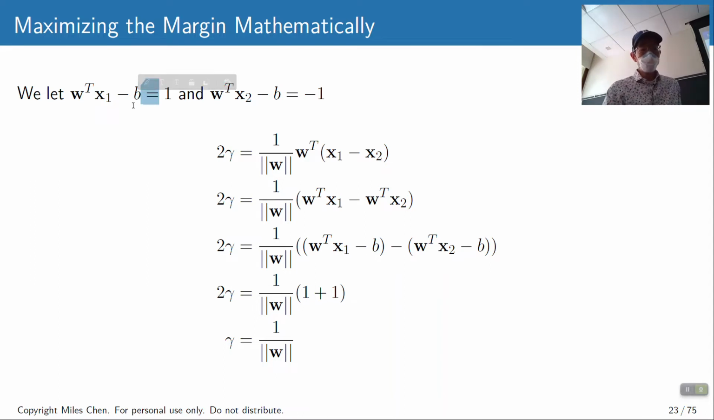And if we do a little bit of solving, we're going to say w transpose x1 minus b is equal to 1, and w transpose x2 minus b is equal to minus 1, right? So we know x1 is on that hyperplane, and we've defined one of those hyperplanes to be the set of x points that satisfy the equation equal to 1, and the other to be the set of points that satisfy it equal to minus 1.